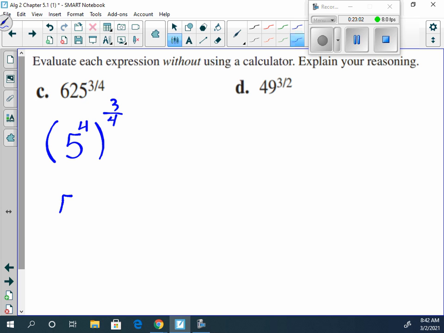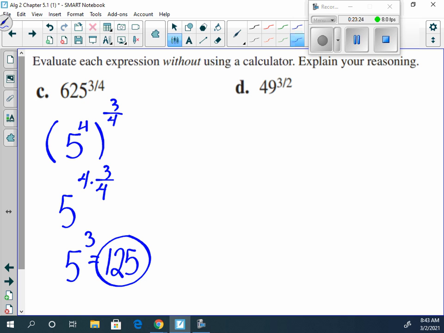Yes. Because really we can look at this as 4 times 3 fourths. Well, the 4 and 4 would cancel. And 5 to the 3rd is 125. Because 5 squared is 25, and 25 times 5 is 125. Okay.